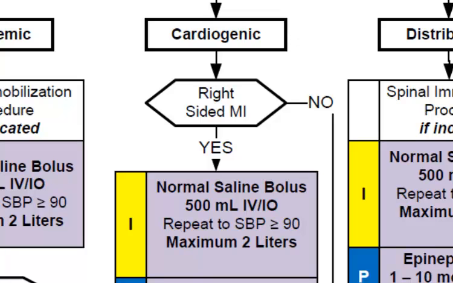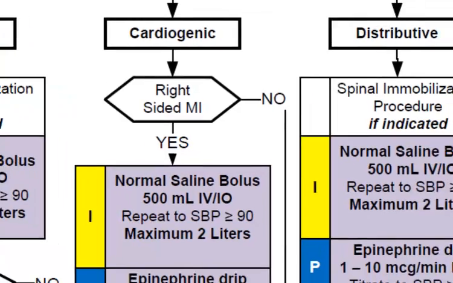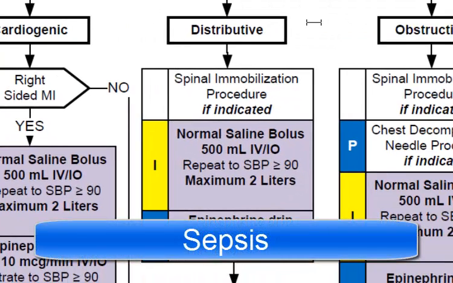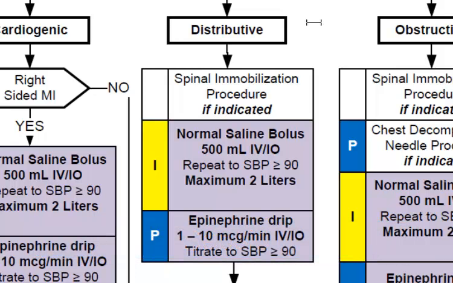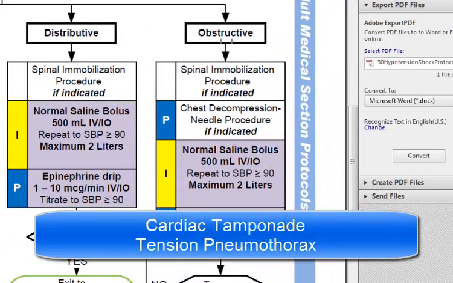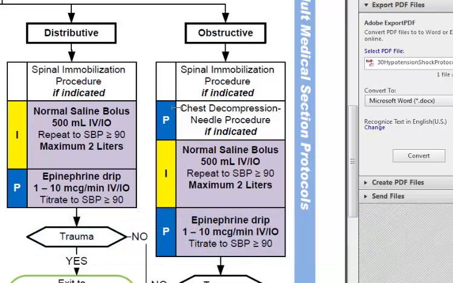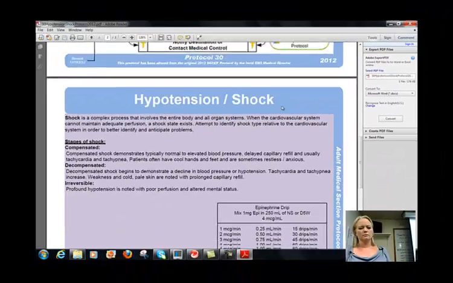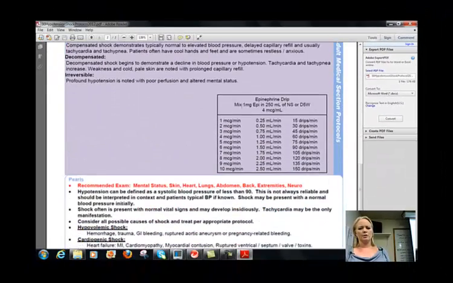postpartum cardiogenic shock. Distributive shock is like your sepsis, where you've got all of these chemicals that are produced from the bacteria and by your body that cause your blood vessels to dilate, so all your blood just kind of gets distributed in your periphery and you don't have it centrally, so that's why they definitely need epi. And then obstructive shock is like your cardiac tamponade, your tension pneumothorax, things that obstruct the outflow of the heart. And then the second page has your epi drip on here.